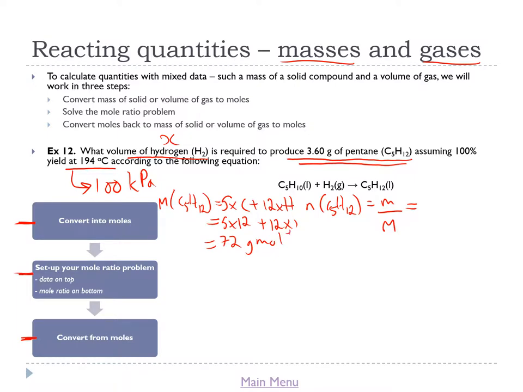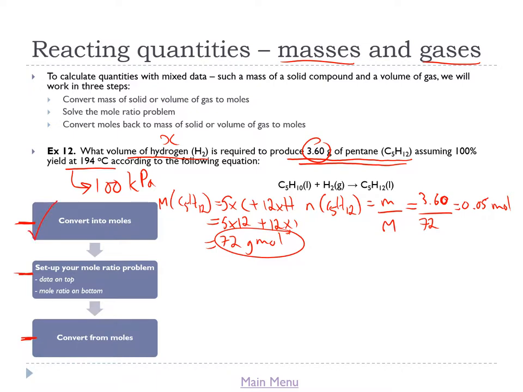So then we can stick that into the equation here. So the number of moles of pentane is mass over molar mass. So 3.60 grams from the question, divided by 72 grams per mole that we just worked out. So divide that by 72, and we get 0.05 moles of pentane. So that is the first bit done.